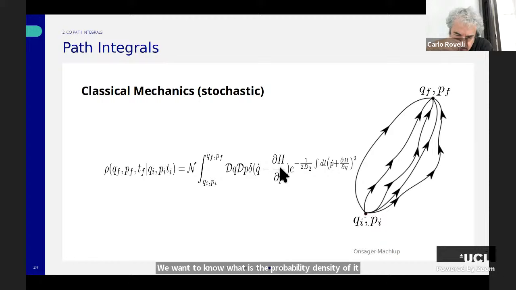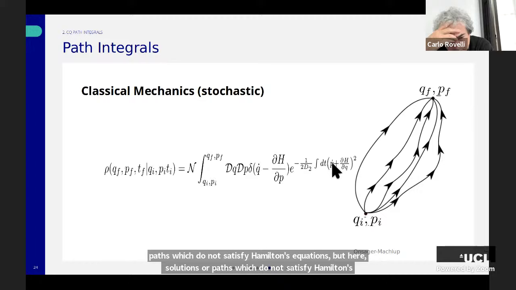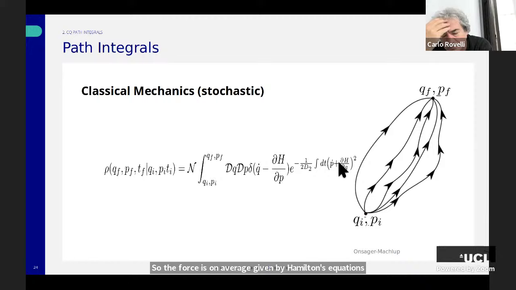This can be determined by a path integral called the Onsager-Machlup path integral. Before, we had a delta function around Hamilton's equations, but here we allow for paths which do not satisfy Hamilton's equations, but they are suppressed. If they deviate too much from Hamilton's equations, so here we have a stochastic force. The force is on average given by Hamilton's equations, but we are allowed deviations, and those deviations are suppressed by this extra term here. So this is a stochastic path integral. Does anyone have any questions about the stochastic path integral?